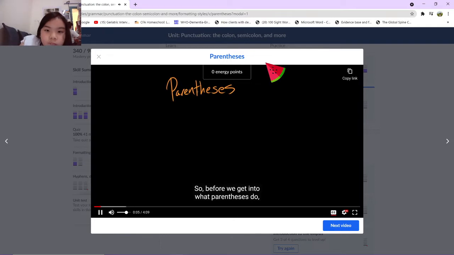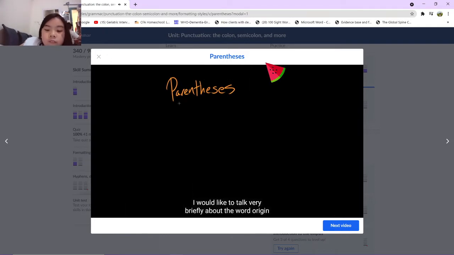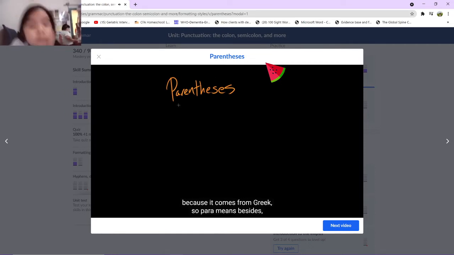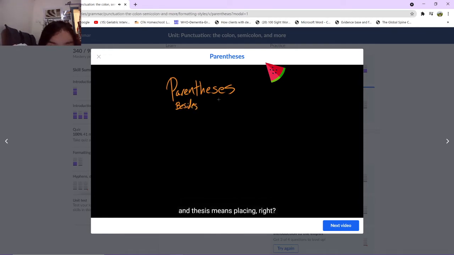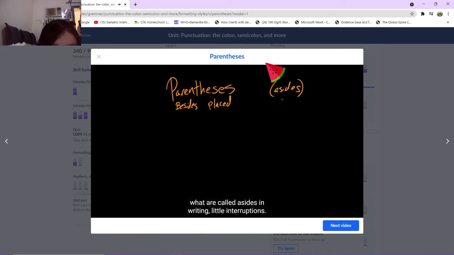So before we get into what parentheses do, I would like to talk very briefly about the word origin of parentheses or parenthesis, because it comes from Greek. So para means beside, and thesis means placing, right? So it's placed beside approximately, and how we use parentheses is we kind of put them to the side for little, what are called asides in writing, little interruptions.